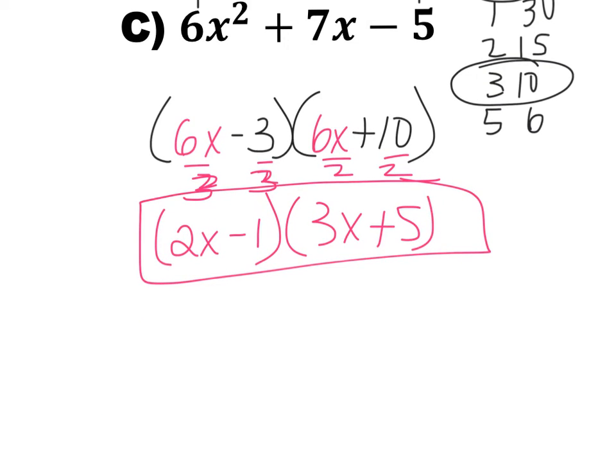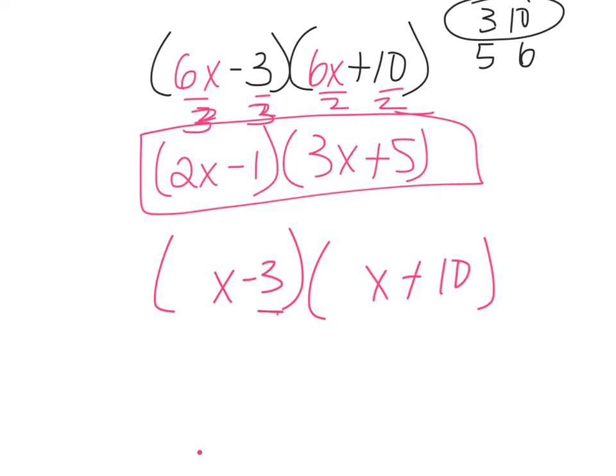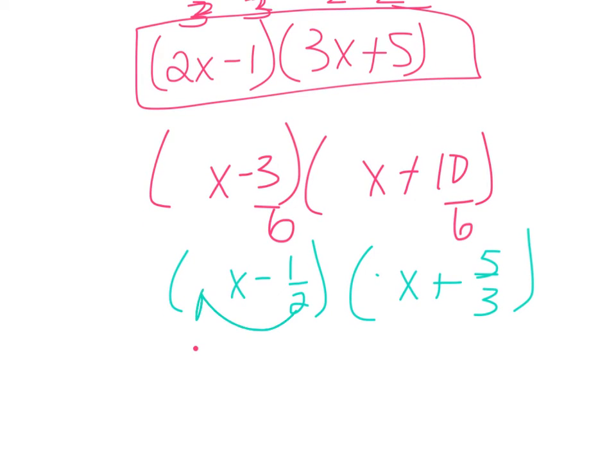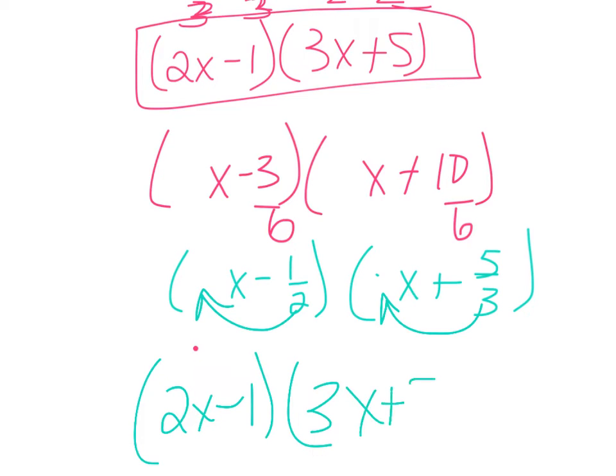You do it the other way. Like I told you, you could say x minus 3 and x plus 10. And then the 6 underneath both. So simplify that. That becomes x minus 1/2. Agreed? X plus 5 over 3. And then what do I do with my denominators? Kick them out in front. 2x minus 1 and 3x plus 5.